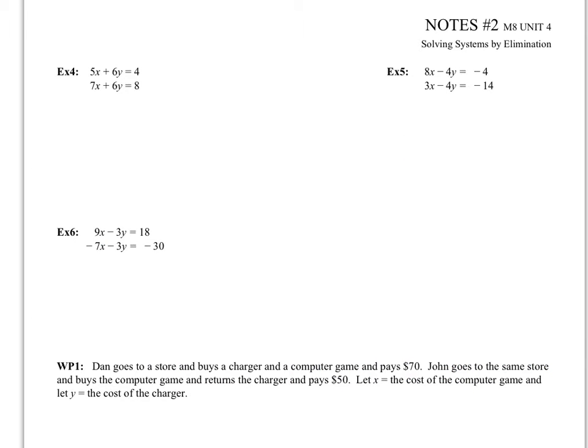So on example 4, which variable do you think you would be able to eliminate? Do you think you'd be able to eliminate x's or y's? Since the y coefficients are both 6, that's going to be the variable that we can eliminate.